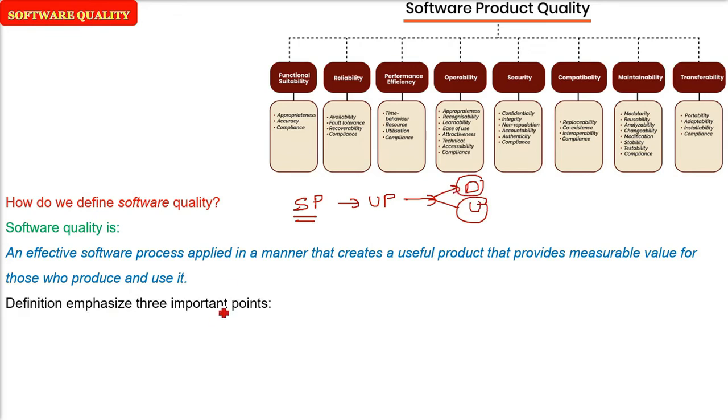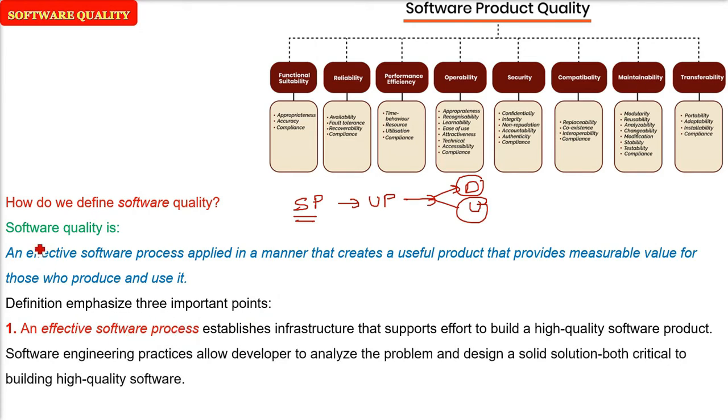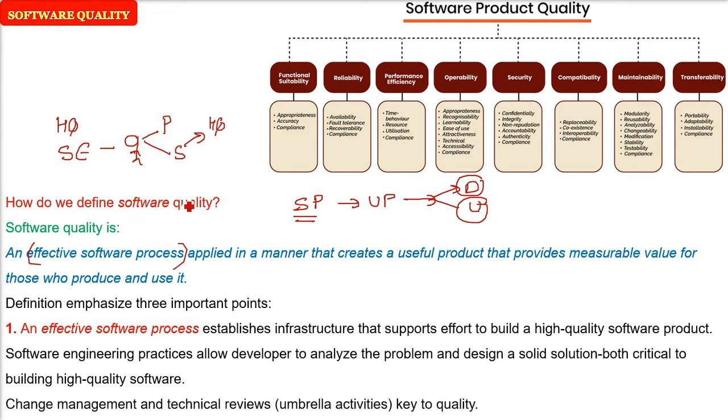So the definition has three key points, important points to ponder upon. What are these? An effective software process. So an effective software process is actually the software development lifecycle. It is establishing a base or infrastructure that supports the effort being applied to build a high quality software product. So when you have an effective software process, it is bound to give you a high quality software product. Okay. So here are the software engineering practices which allow the developer to analyze the problem and design the solution to build high quality software.